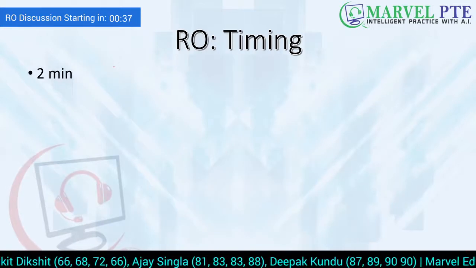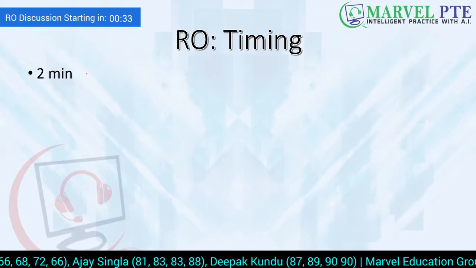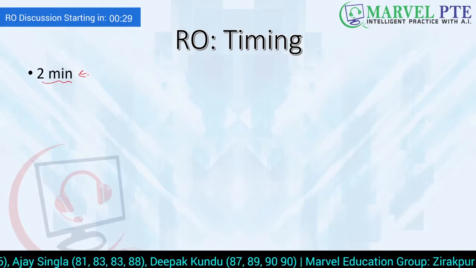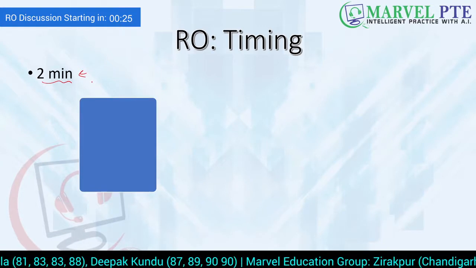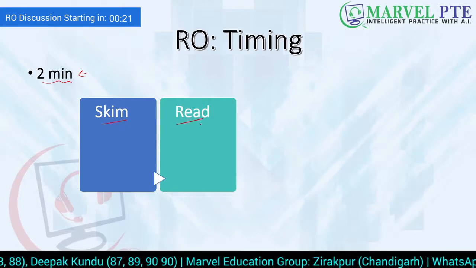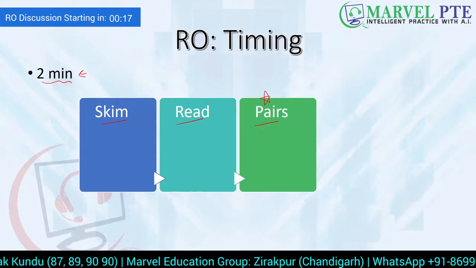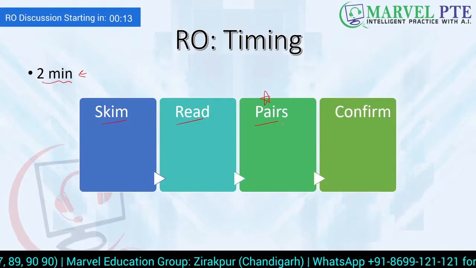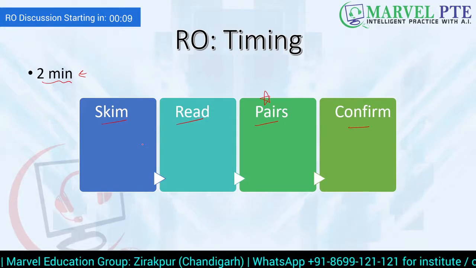Now the question is how to attempt reorder paragraphs. What is the strategy? The maximum time you can spend on solving one reorder paragraph is close to 2 minutes. You cannot spend more than 2 minutes. And in 2 minutes, first you have to skim the paragraph, then you have to read it, then you have to make pairs. Your focus should be on pairs because reorder paragraphs scoring is done in pairs. And then you have to confirm whether the pairs you made are correct or not.